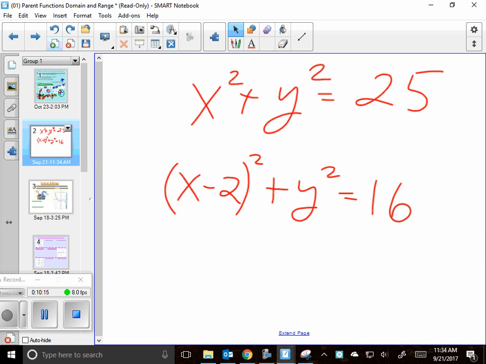Not down. It's messed with the x. If it messes with the x, that's not going to move it down. It's going to move it to the left or to the right. And in this case, it's to the right. And this whole unit is about that kind of stuff.